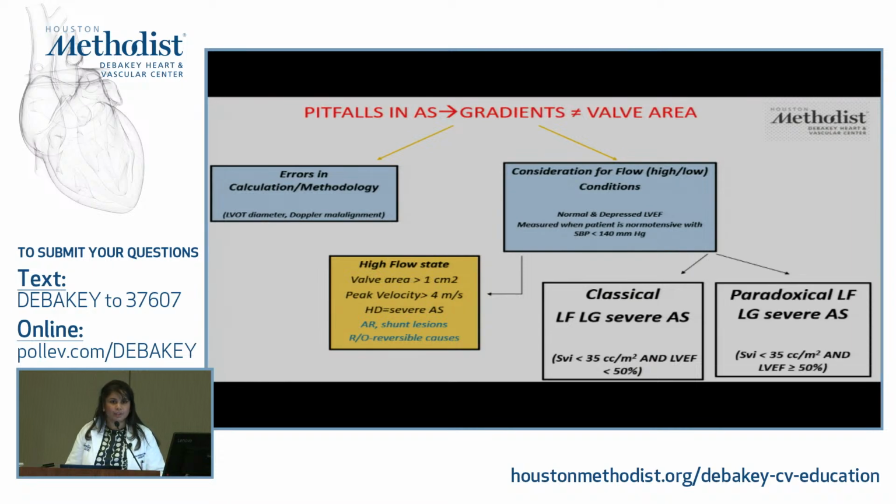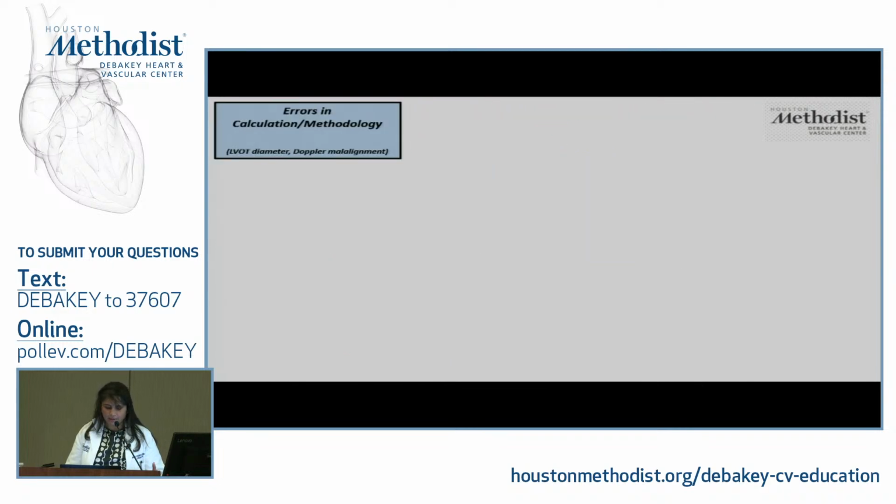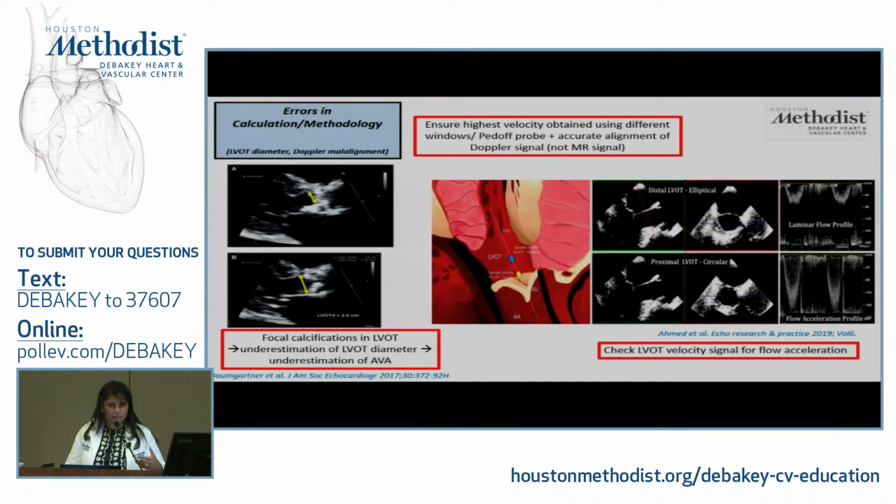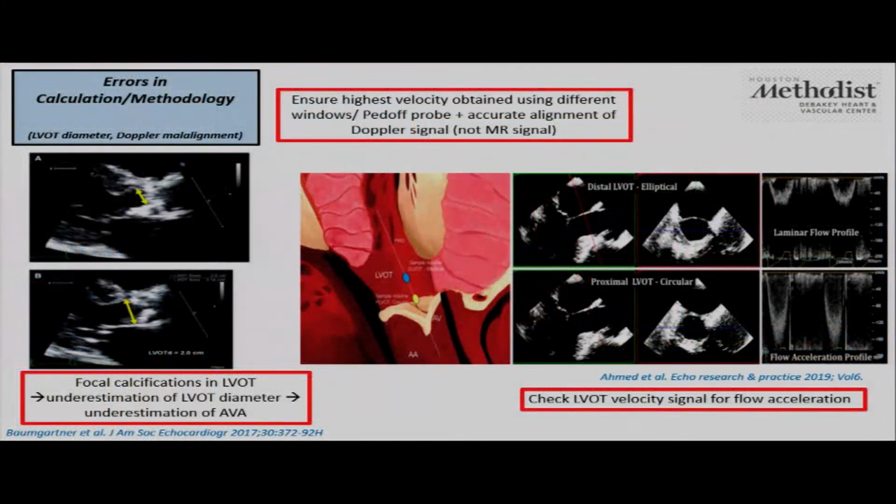Then obviously we have the two variants, right? We have the classic low flow, low gradient, and then the paradoxical low flow, low gradient severe AS. So we talked about this already. Again, I want to reiterate the point that you always want to make sure the highest velocity jet is obtained, and that the MR signal is not what we are measuring.